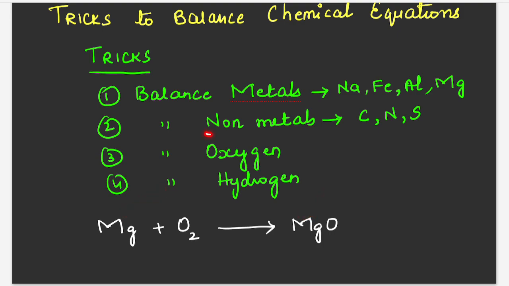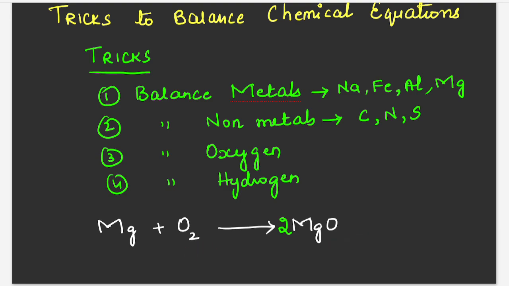The next trick is non-metals, then oxygen. Here we have oxygen. How many oxygen atoms are present? You can see 2 oxygen atoms are present here, and on the other side there is only 1. So you have to balance this oxygen atom. Therefore I'll write 2 here. Now check how many oxygen atoms are there on both sides. Here you have 2 oxygen atoms and here also 2 oxygen atoms. So oxygen is balanced.